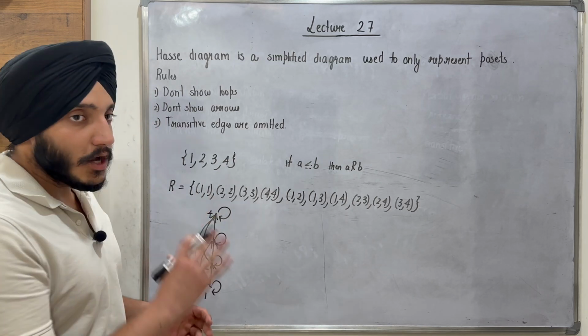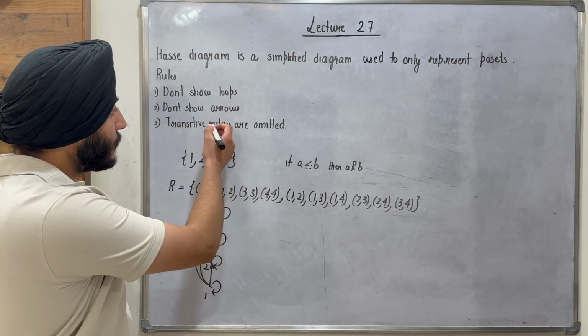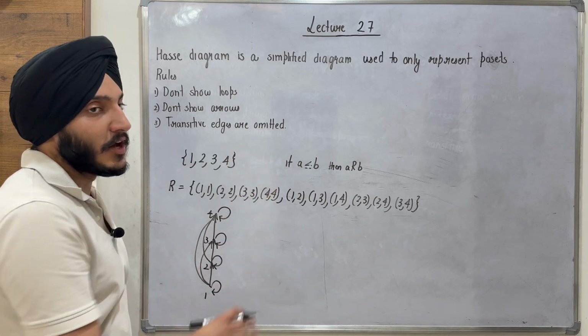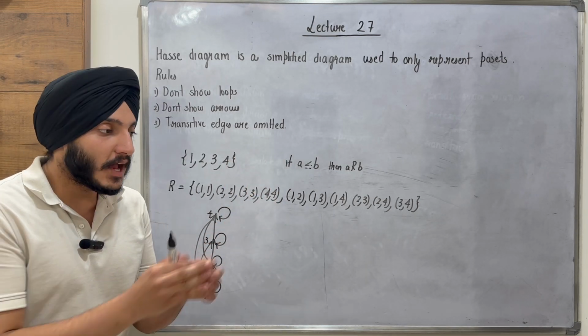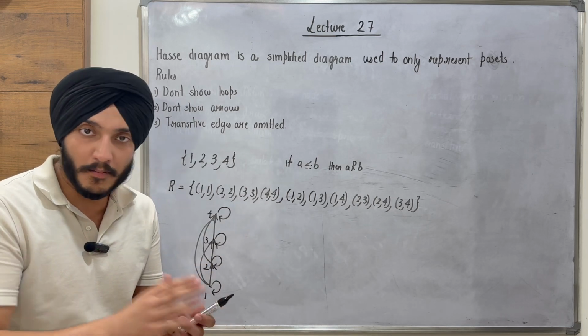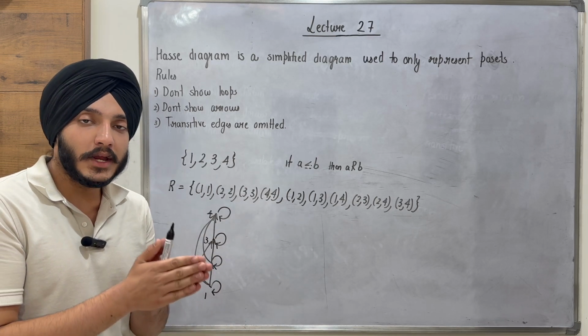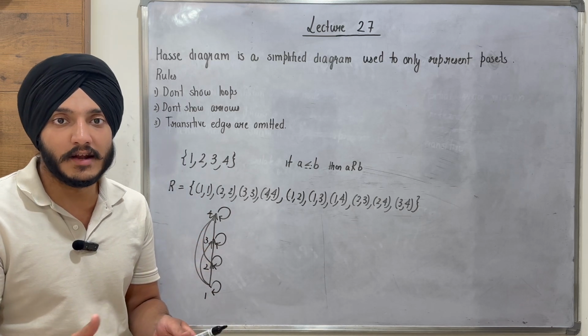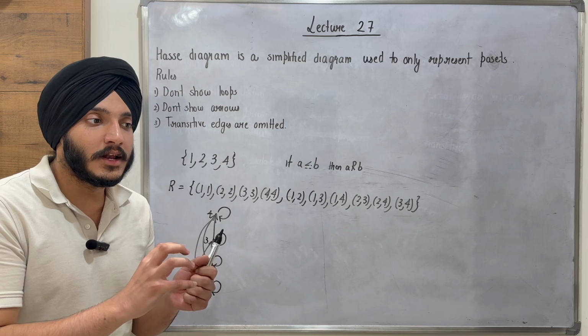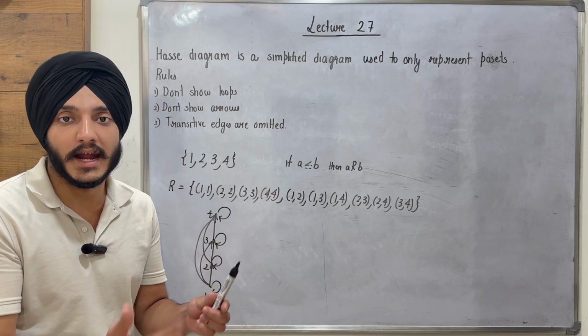So what are the rules? Don't show the loops, don't show the arrows, and transitive edges are omitted, right? So basically, in very simple words, we have this digraph representation of a partial order, and what we can do is make a cleaner version of it. It would still hold all the information that we can get out of it.